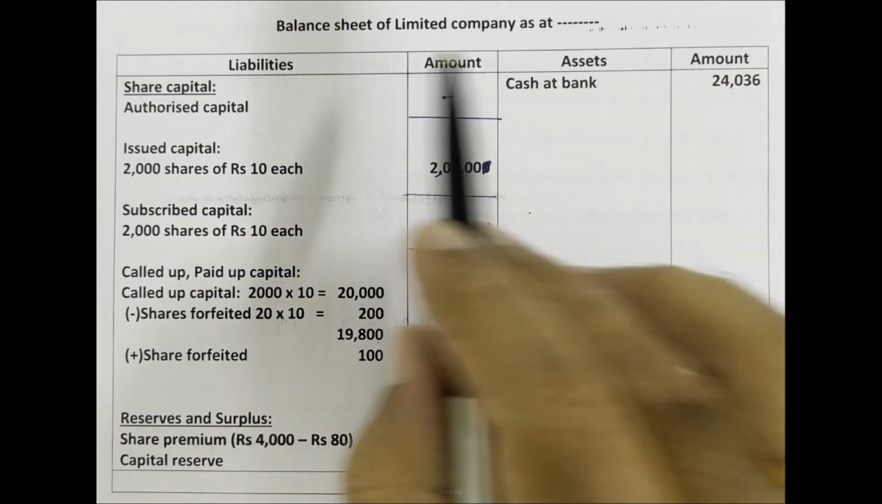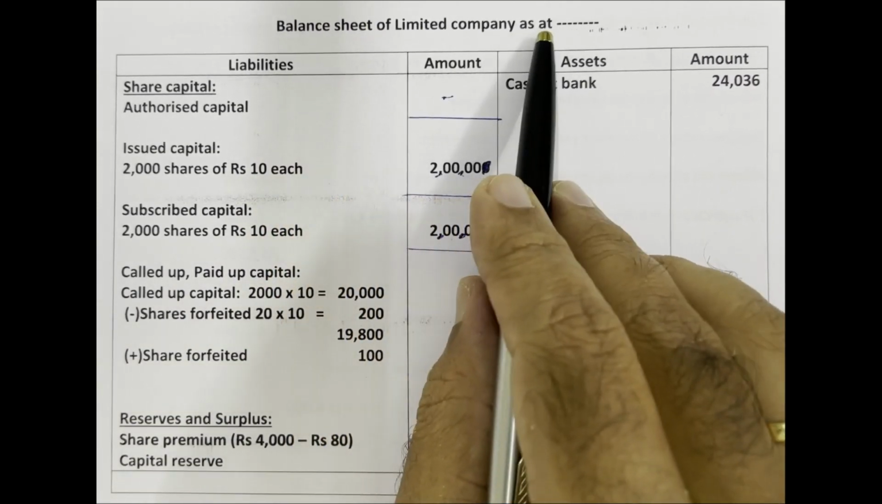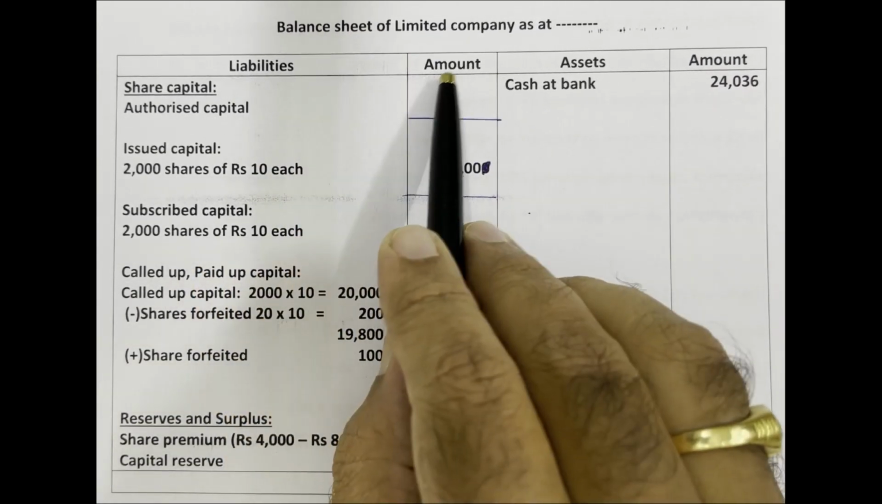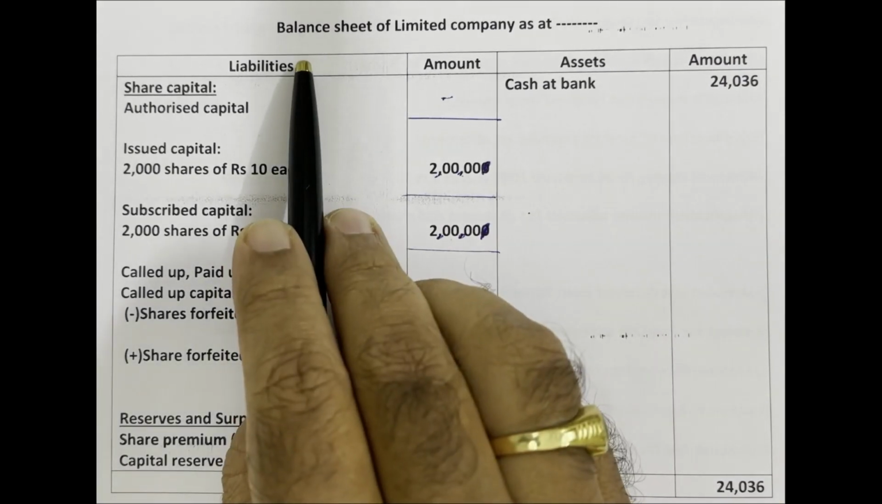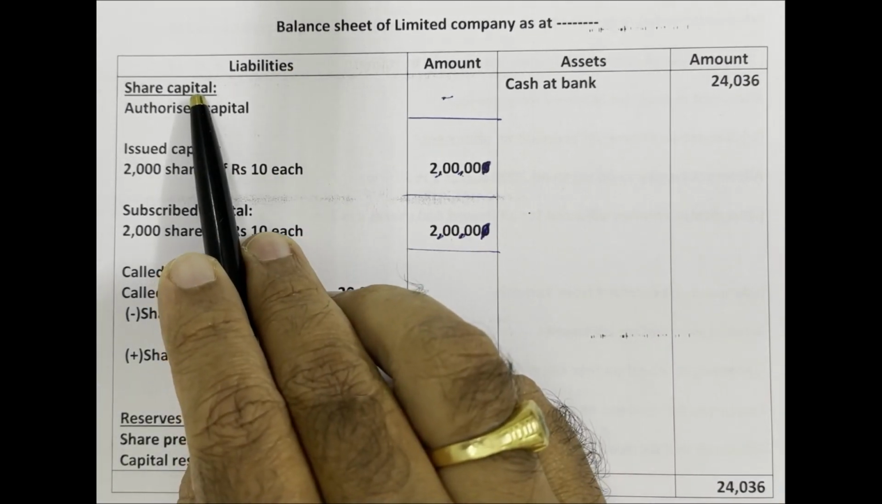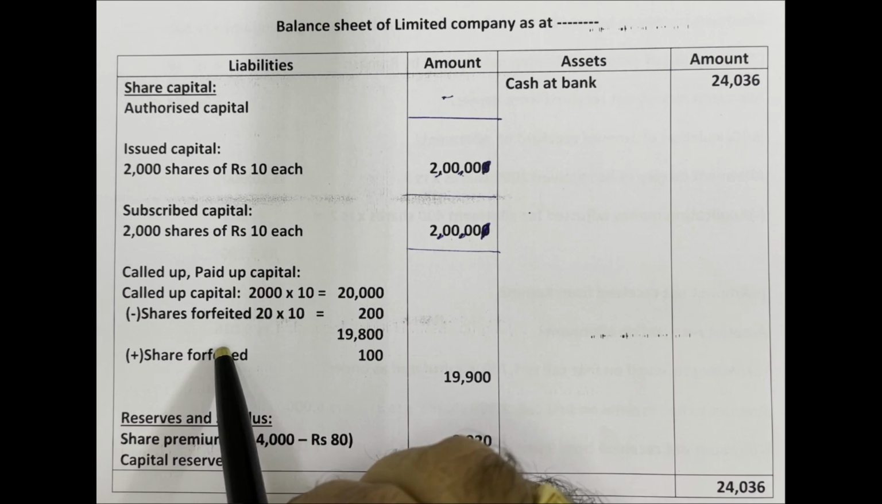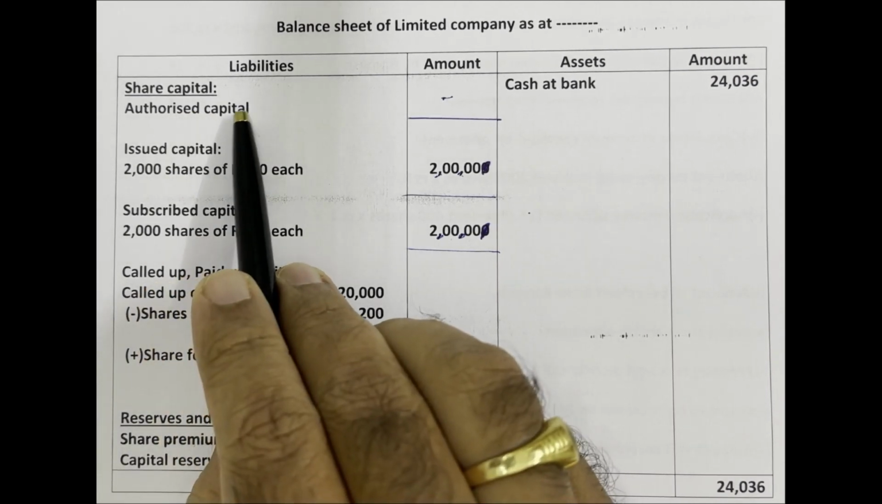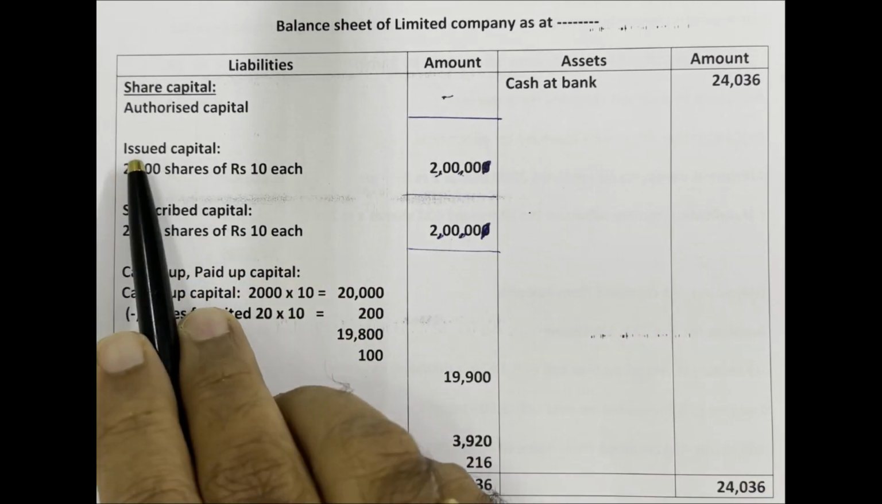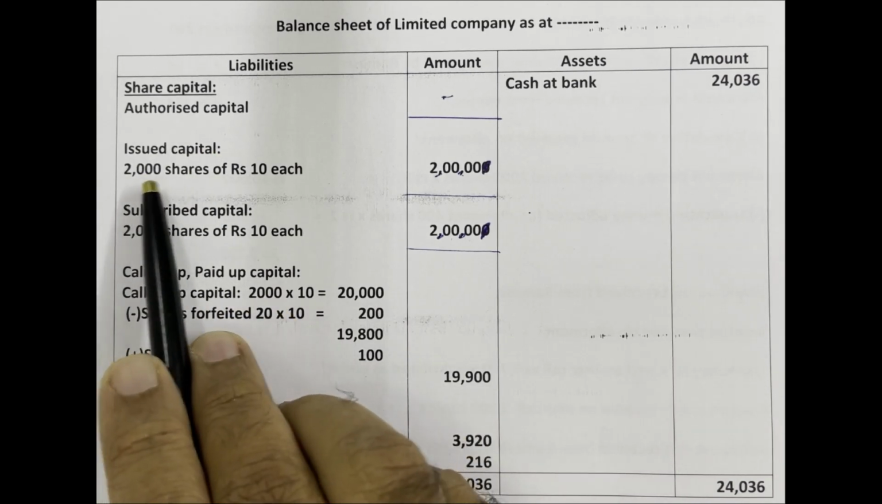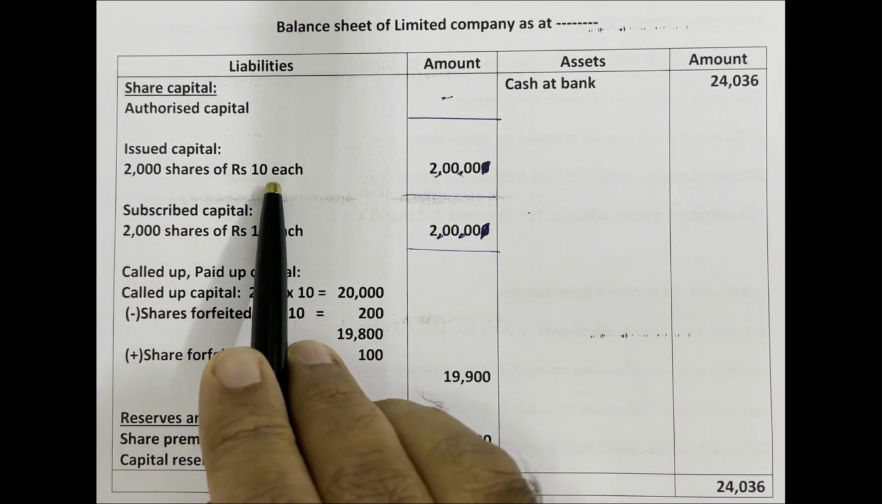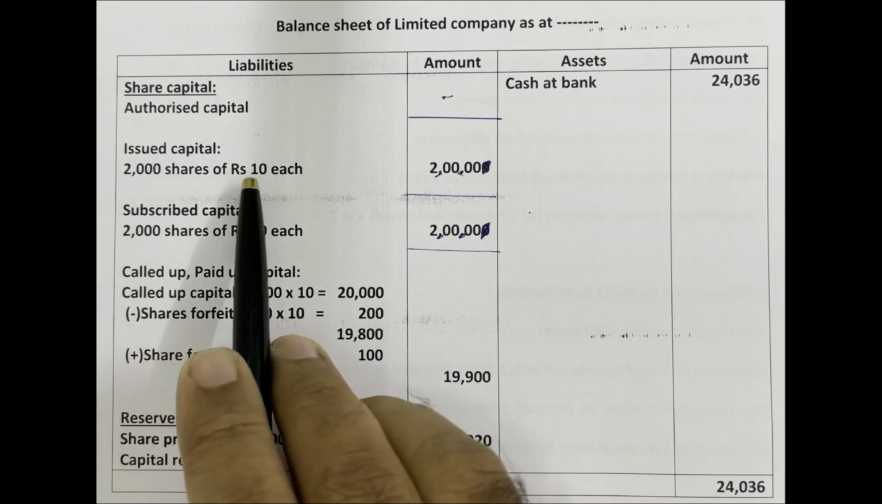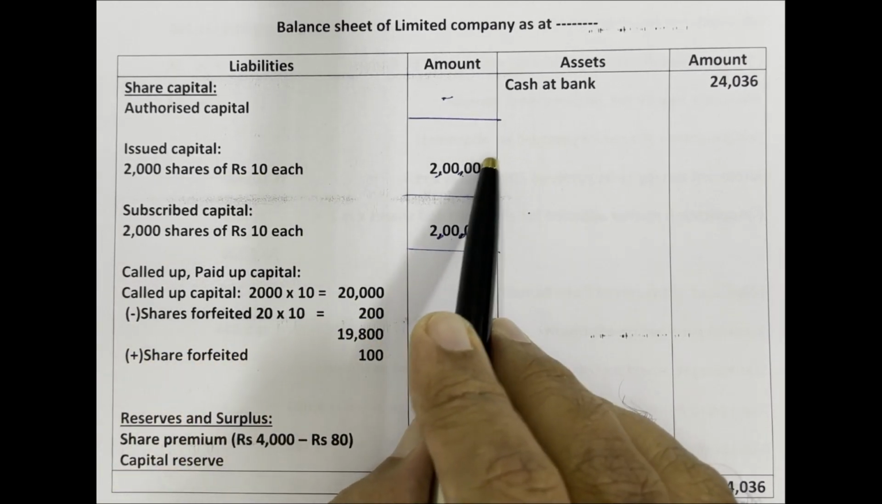This is the balance sheet. Heading: balance sheet of limited company as at a date. Liabilities amount, assets amount. On the liability side under the share capital heading, we have to show different categories of capital. Authorized capital is not given in the question. Issued capital: the company issued 2000 shares at the rate of 10 rupees each, 2000 into 10 rupees, 20,000.